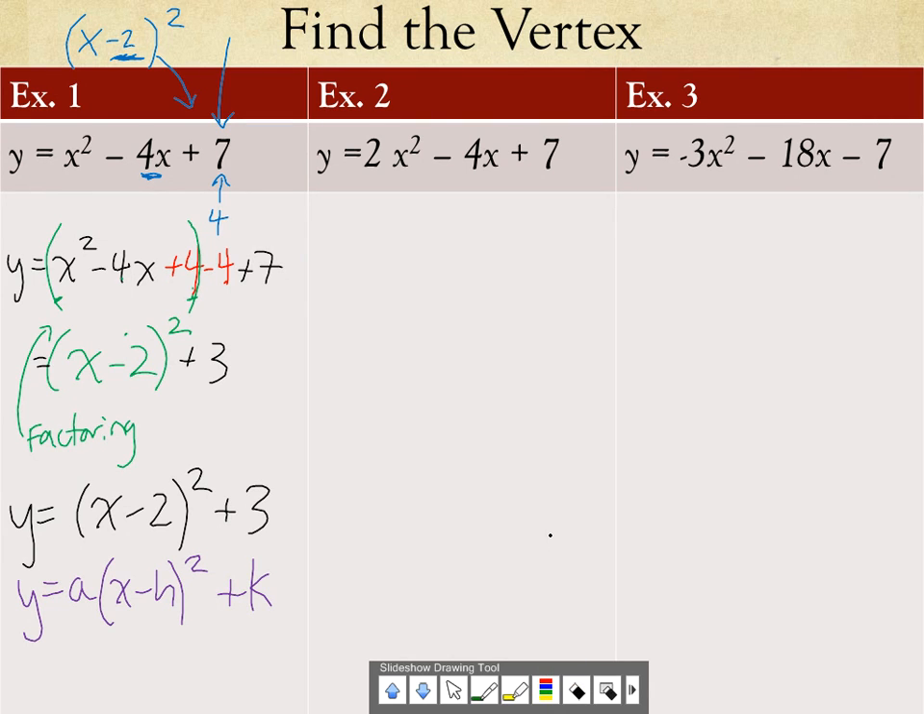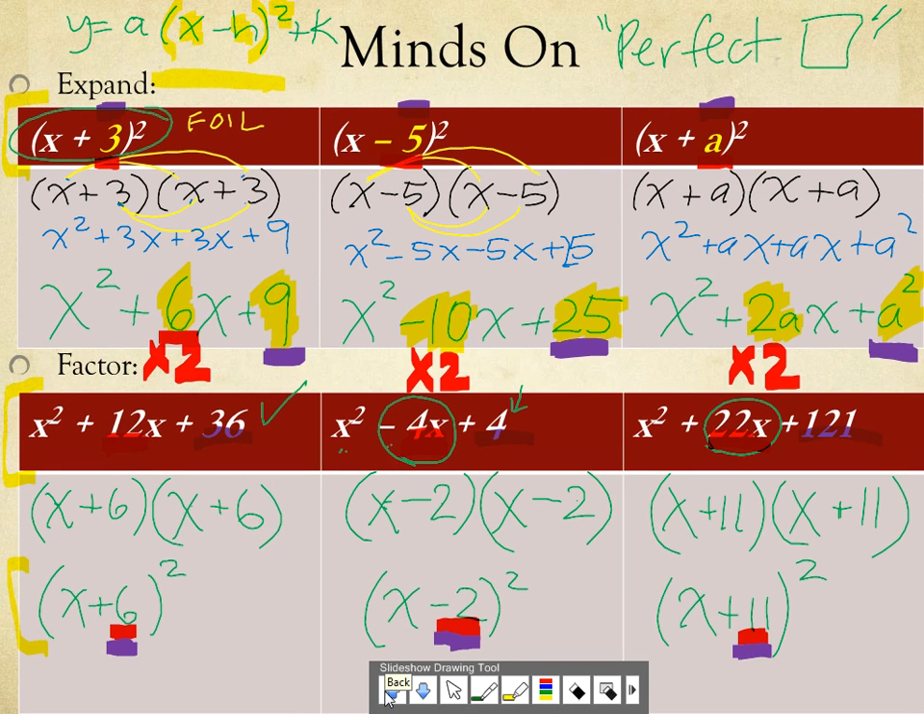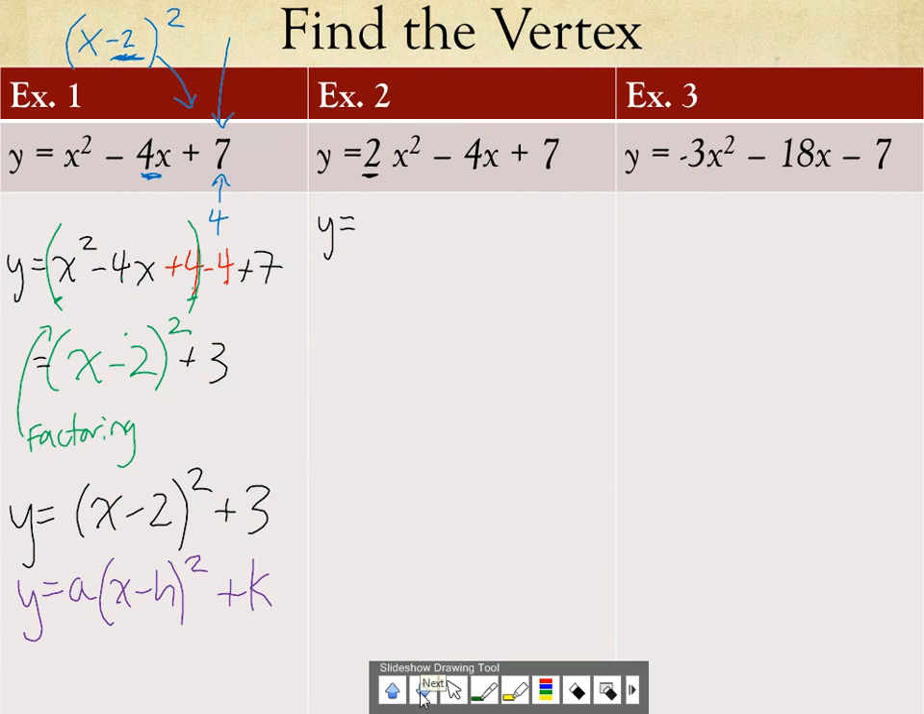Okay, so here we have y equals 2x squared minus 4x plus 7. Now, this one looks a little different than example 1 because it has this 2 at the front. And if you look back to that previous slide, none of those perfect squares had any coefficients on the x term. So they were all just regular x plus a number or x minus a number. So we need ours to be the same way for purposes in this course. So we don't want that 2 to be there.